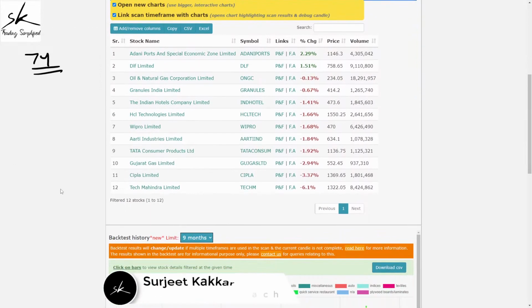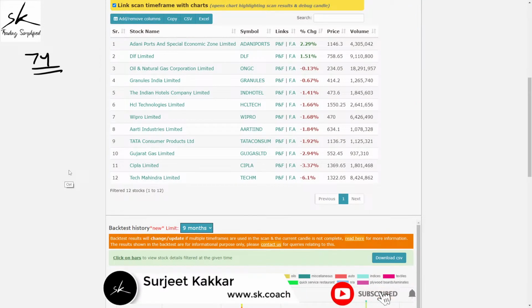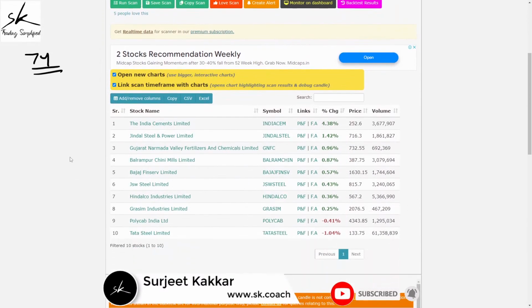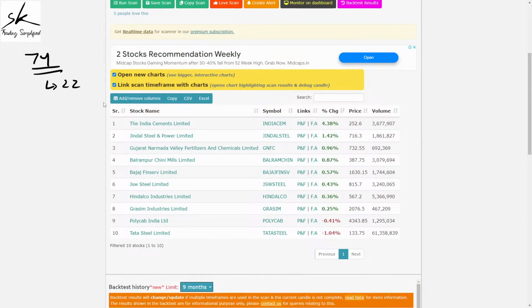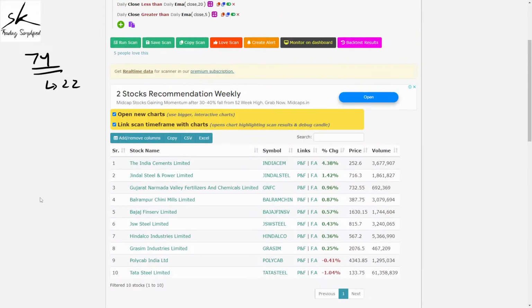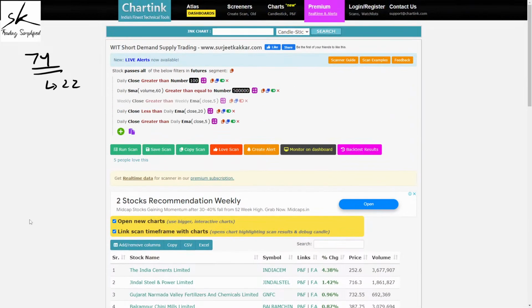And now you can see I have around 12 plus 10, which is 22 symbols to look into. So you can see from 74, now I'm down to only 22. Now, if I change this to Nifty, it will be a further smaller list. So you can make this list bigger. You can make this list smaller by using different filters.